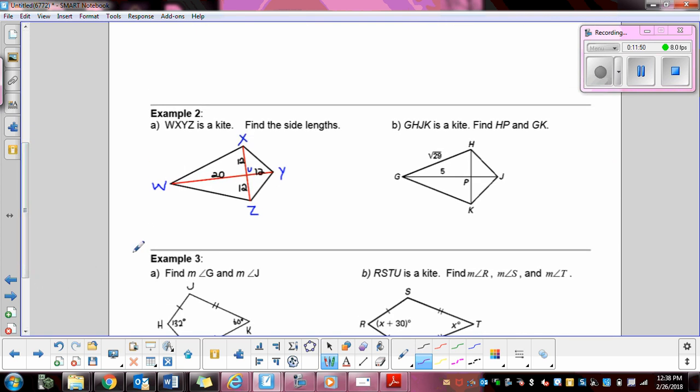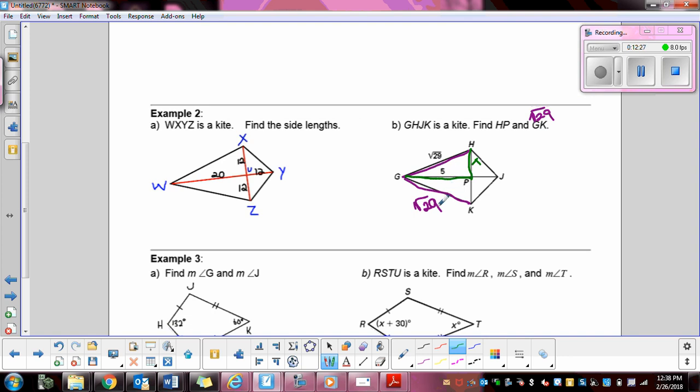Let's try one. So it says, maybe this one, GHJK is a kite. Find H to P and G to K. So I know that if G to H is the square root of 29, then G to K is also the square root of 29. So this one's kind of easy. Let's look at what H to P is. Let's look at this triangle right here. So H to P is my X. And I know that this length is 5 because they tell me that this is 5.